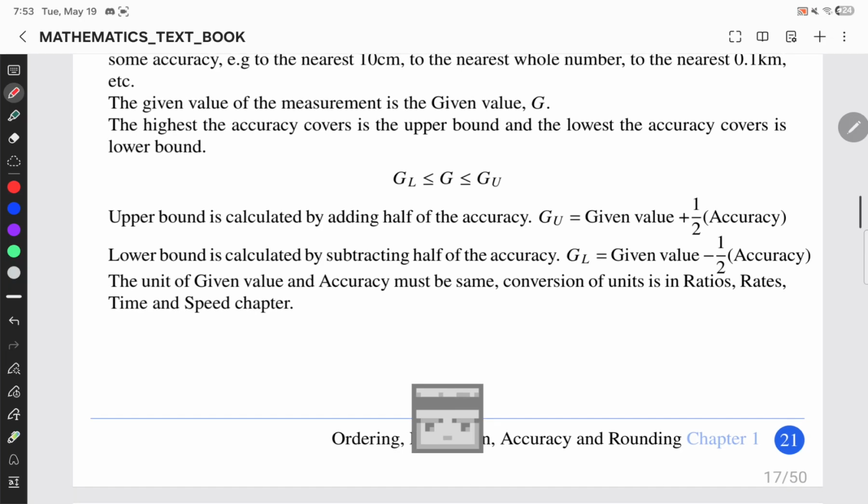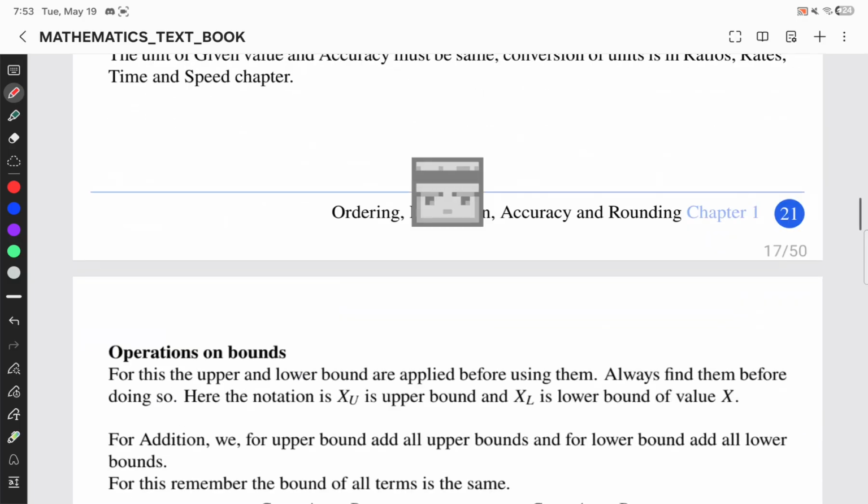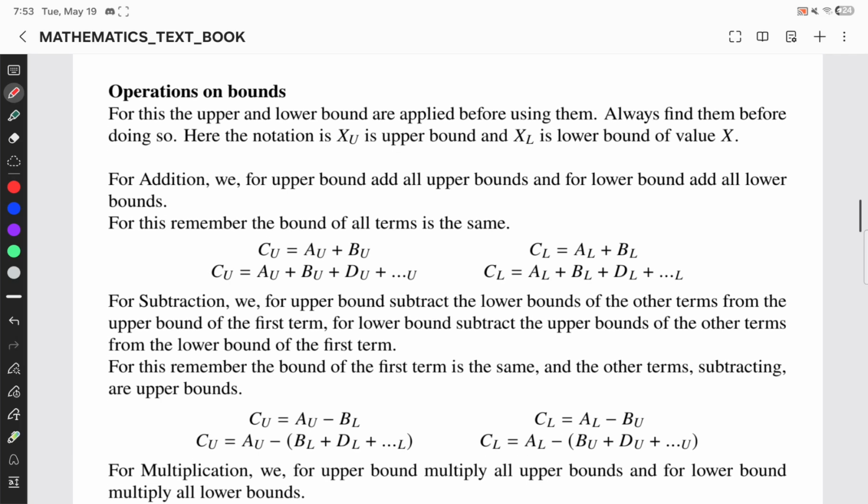Lower bound is calculated by subtracting half of the accuracy. g L is equal to the given value minus half of the accuracy. The unit of given value and accuracy must be the same. Conversion of units is in the ratios, rates, time and speed chapter. This is not in blue color. Sorry, inconsistency. I know everyone experiences it. Every notes I have seen for maths has inconsistency. Sorry for being inconsistent. Operations on bounds.